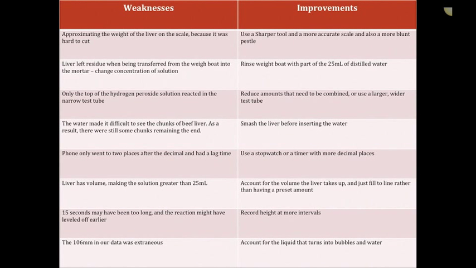having a preset amount. The seventh weakness is that 15 seconds may have been too long and the reaction may have leveled off earlier. An improvement would be to record the height at more intervals. The final weakness is that the 106 millimeters in our data was extraneous. To improve, we would account for the liquid that turns into bubbles and water.